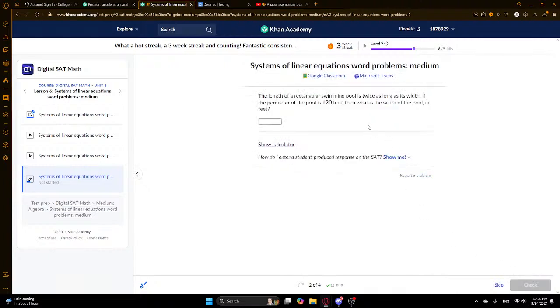I like the rectangle swimming pool. It's twice as long as its width. The perimeter of the pool is 120 feet, then what is the width of the pool? Twice as long as its width.